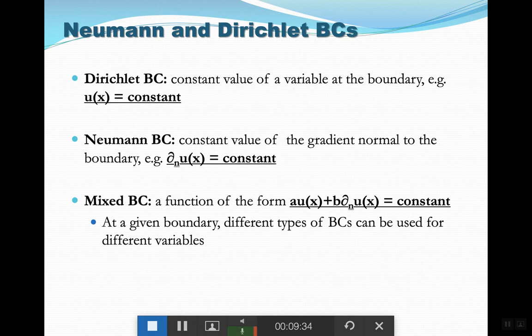Now, the mathematical type of boundary conditions is useful when you want to write your own CFD code, or you are dealing with an open source CFD code like OpenFOAM, where you have access to the source code and you want to change the boundary condition. That's when you go through the mathematical definition of the boundary condition.